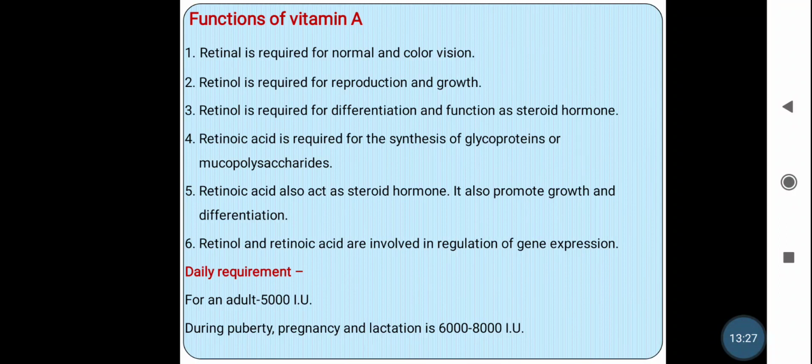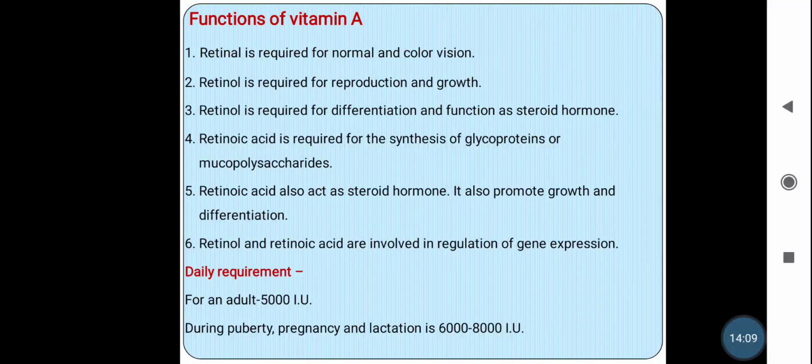Then the next one is, which are the functions of vitamin A? First thing is, vitamin A is required for normal vision and color vision. Vitamin A is required for the synthesis of the retinal pigments, which are involved in vision. So vitamin A is required for normal vision and color vision. Again, retinol is required for reproduction and growth. Retinol is required for differentiation and functions as a steroid hormone. Then retinoic acid is required for the synthesis of glycoproteins and mucopolysaccharides.